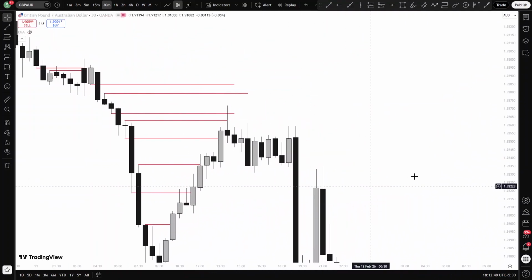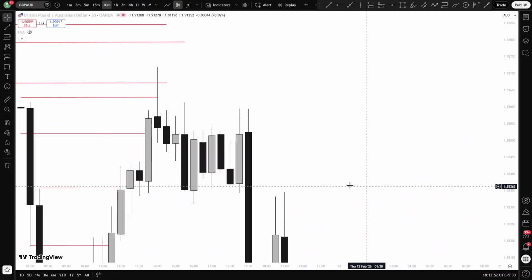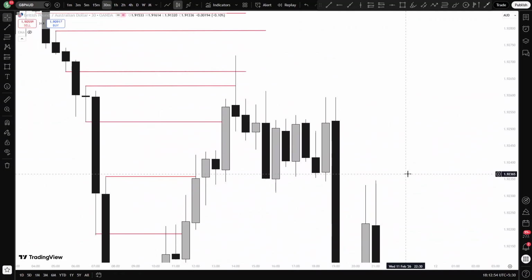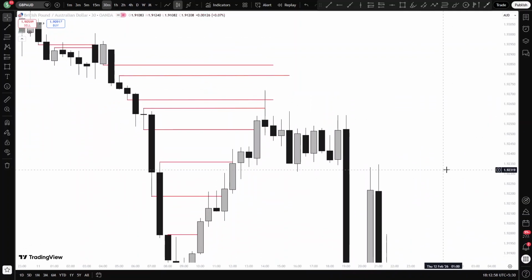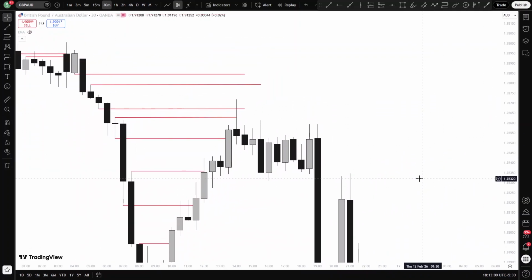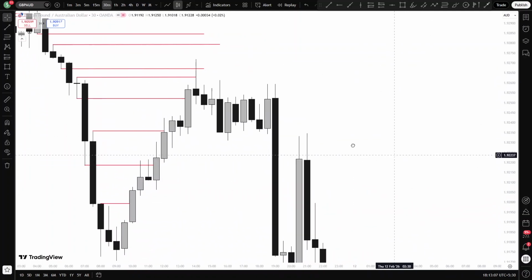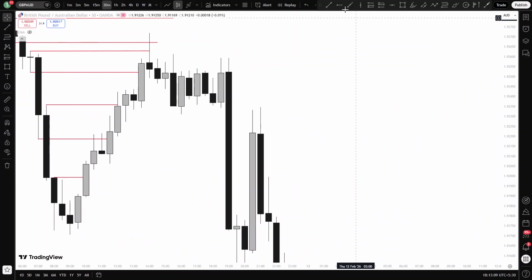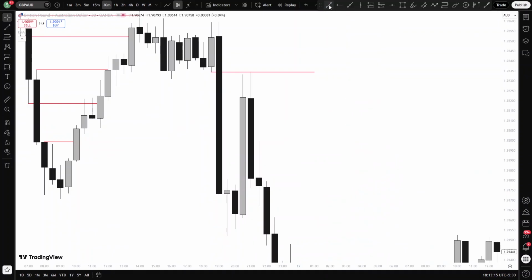Okay, we keep on moving. So we said we are focusing on the fair value gaps where if the market gives us liquidity sweep, after giving us liquidity sweep, that's when we look for the fair value gap. So we have this liquidity sweep. Where is our fair value gap? This is where our fair value gap was.